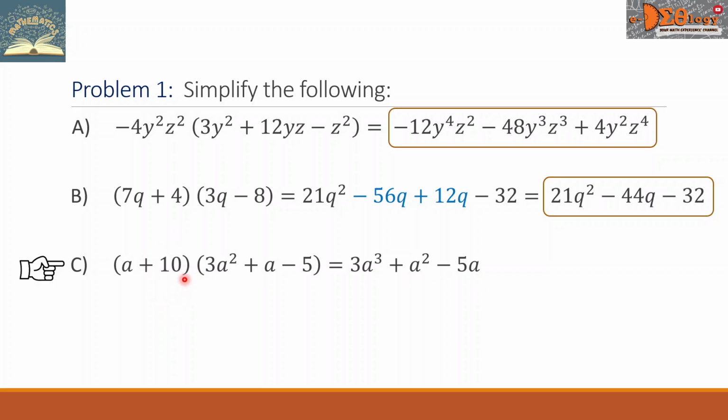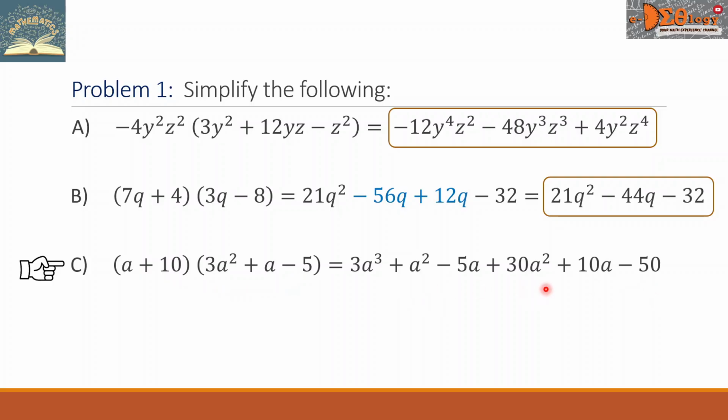Then we take the number 10 multiplied to each of the terms of the other group also. Let's begin with 10 times 3a squared. That is positive 30a squared. 10 times a, we have positive 10a. Then 10 times negative 5, we have negative 50.